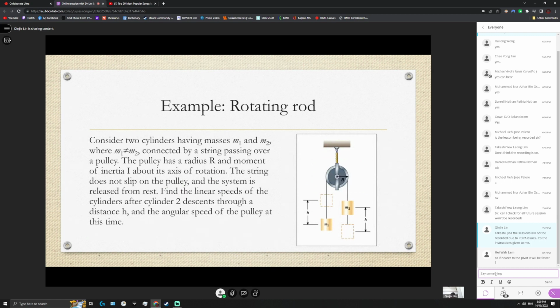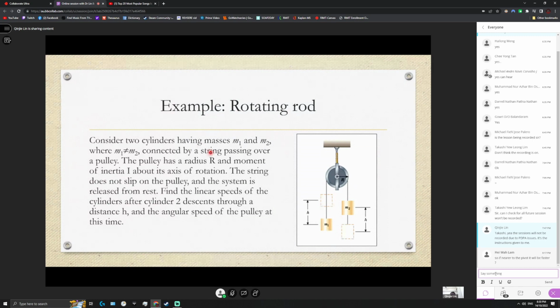Okay, another example. Consider two cylinders having masses M1 and M2, where M1 is not equal to M2. So we have this pulley system here, and M1 and M2 are different masses. So if they are different masses, what will happen? This thing will move, right? This thing will move somewhere.